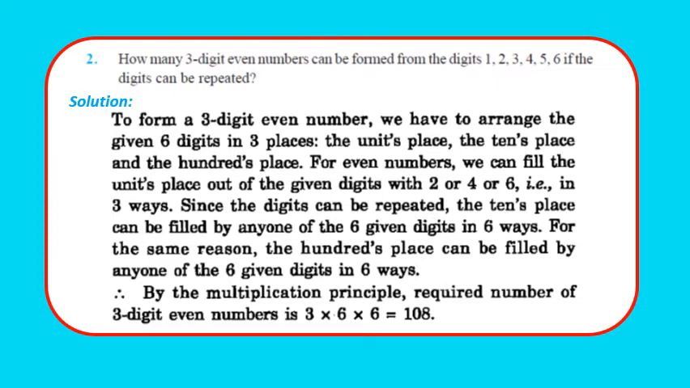because again the repetition is allowed. So again, using the multiplication principle, or also called the fundamental principle of counting, the required number of 3-digit even numbers that can be formed using 1, 2, 3, 4, 5, 6 will be 3 multiplied by 6 multiplied by 6, which is equal to 108. Clear? So pause and note down the solution.